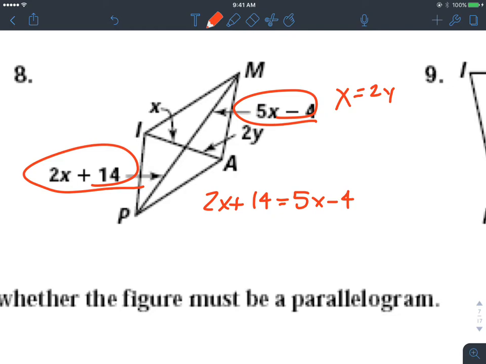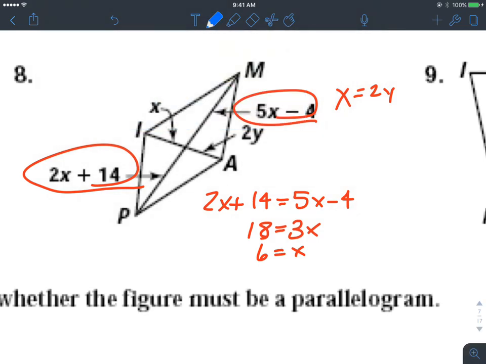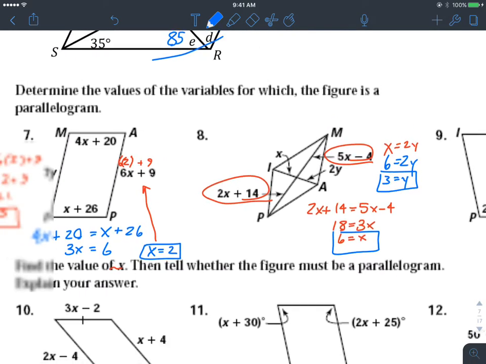Alright, so we'll subtract over 2x, that'll get us 3x. We'll add 4 to both sides, that'll get us 18. And then therefore x is equal to 6. And now that we have x equals 6, I'm going to say 6 now equals 2y, therefore y equals 3. And those would be values for which your bisectors are congruent.